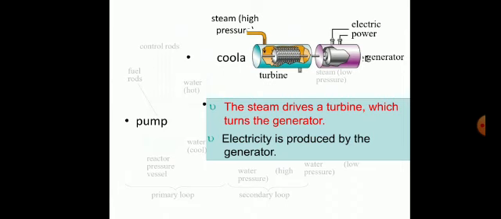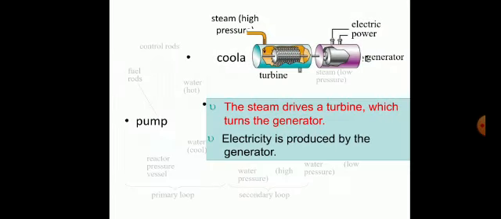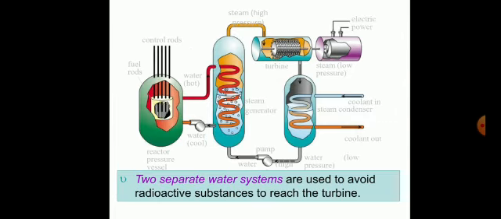Now another part is the turbine and the generator. The steam drives the turbine, which turns the generator. The electricity is produced by the generator. Here two separate systems are used to prevent the radioactive substance from reaching the turbine.